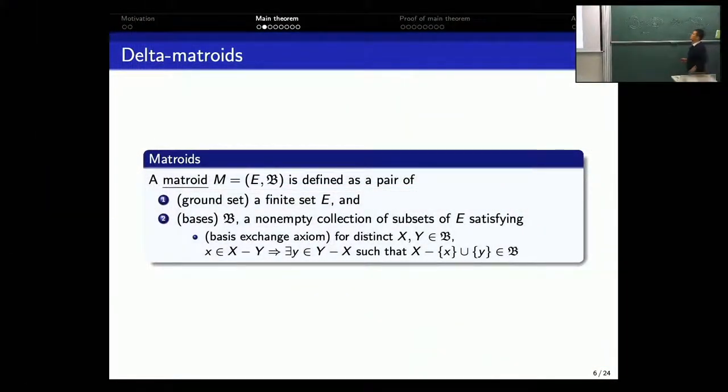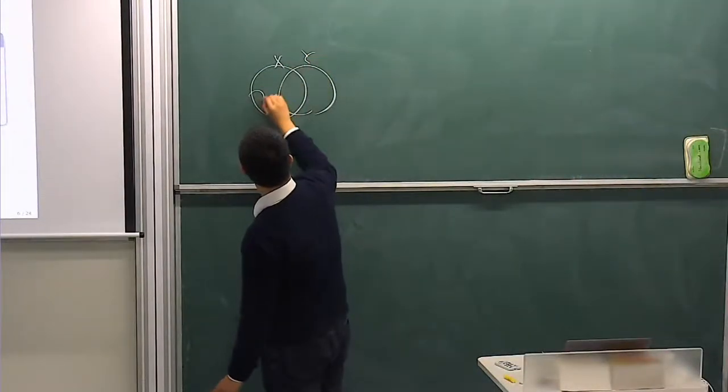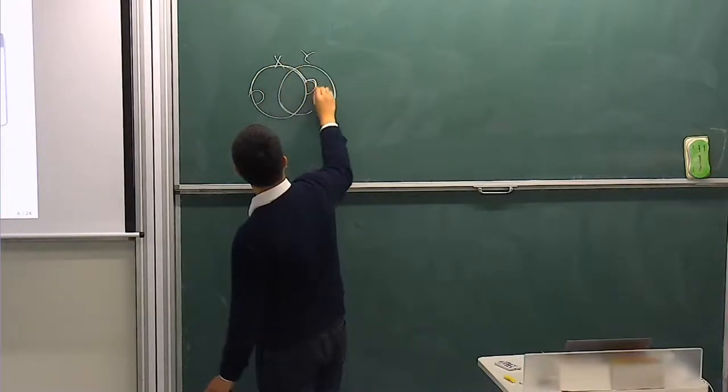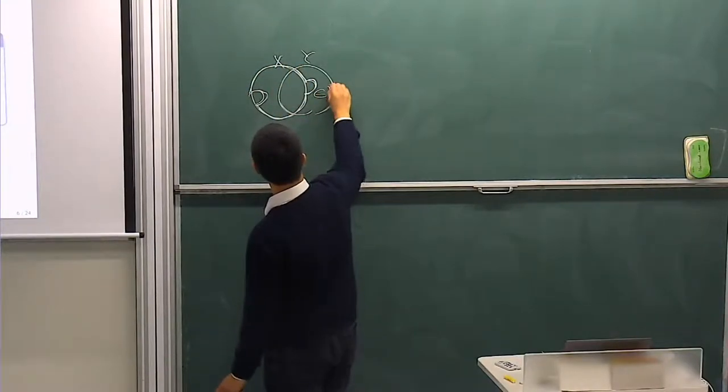And there is another notion I have to define, a delta matroid. Before I define a delta matroid, let's recall what a matroid was. So a matroid was a pair of a ground set and bases which satisfy the basis exchange axiom. And the basis exchange axiom was something like this. And this fish-shaped object was in the collection.